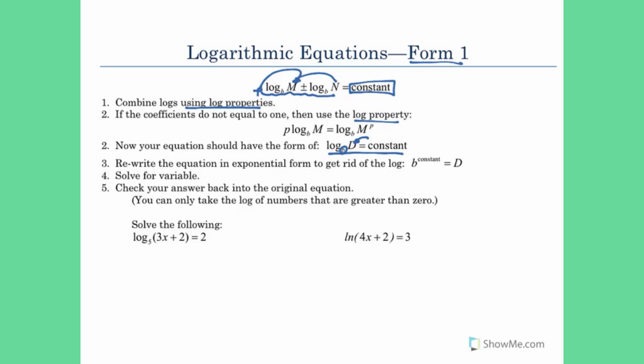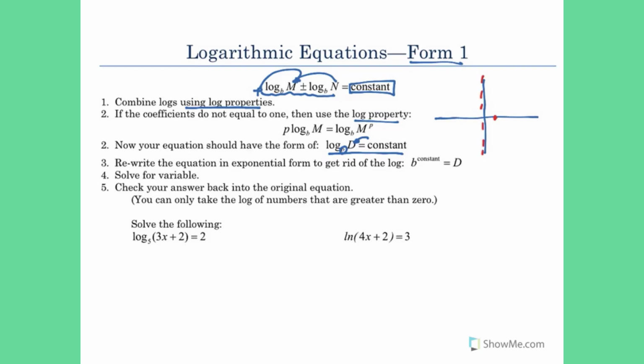Now you must check your answer back into the original equation because remember the domain of logarithms are positive numbers. If you recall the graph we studied, it had a graph that looked like this, where your domain was from 0 to infinity, not including 0. It had to be all positive numbers. And so that's why we need to check our answers back into the original equation.